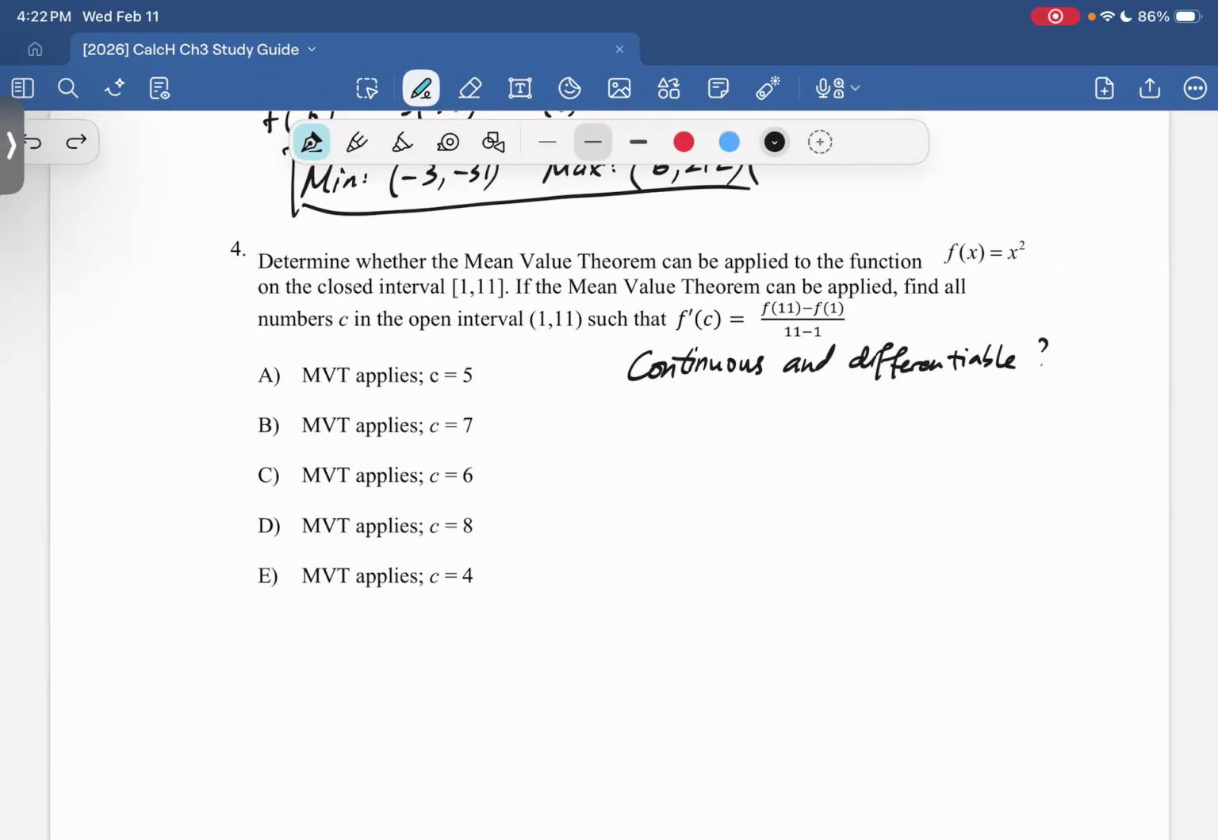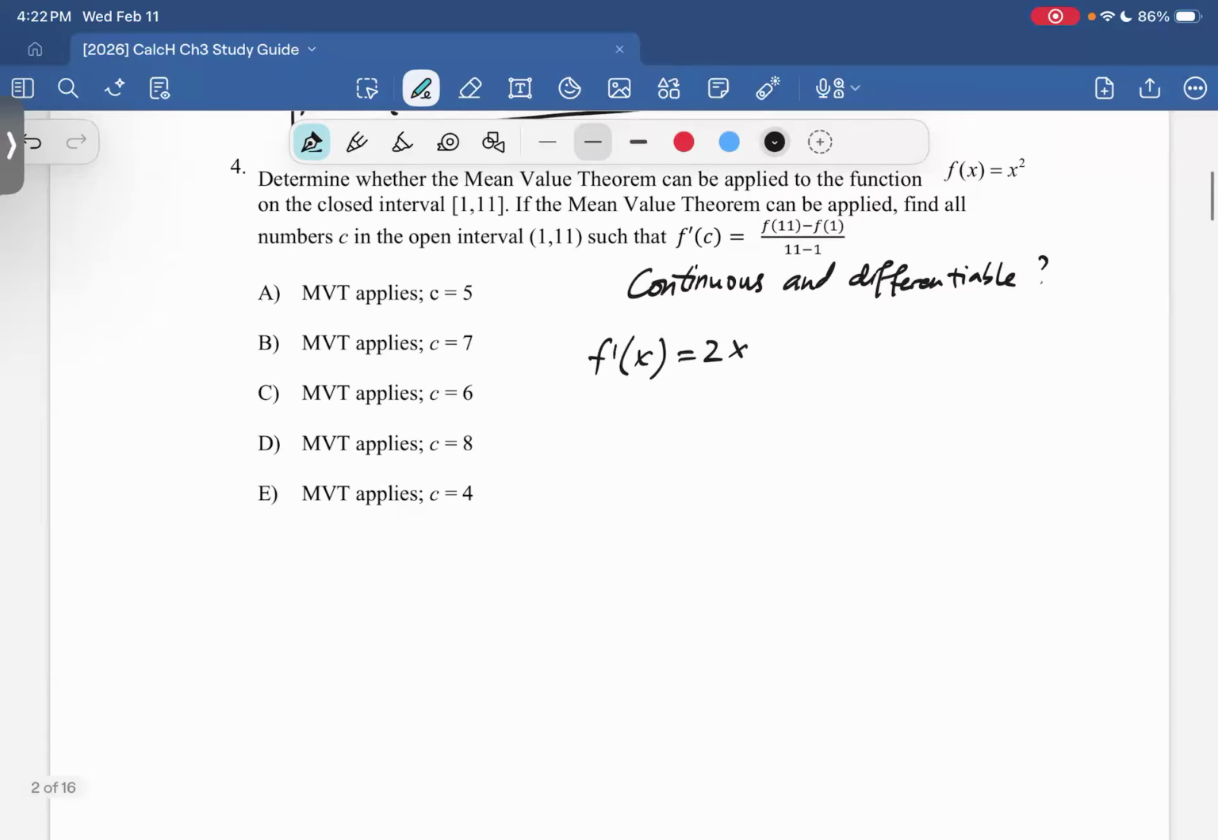Remember, Rolle's theorem has one more condition, which is that the endpoints have to yield the same value of the function. But since mean value theorem can be applied, we can go ahead and calculate the derivative. Derivative is 2x. And we're trying to find the value of x, or c, such that 2c equals f of 11, which is 121, minus f of 1, which is 1 squared, divided by 11 minus 1, which is 10. And that is equal to 12, right? So that means c equals 6.